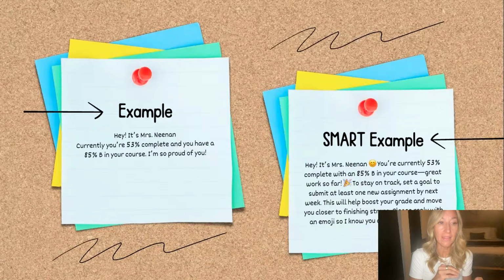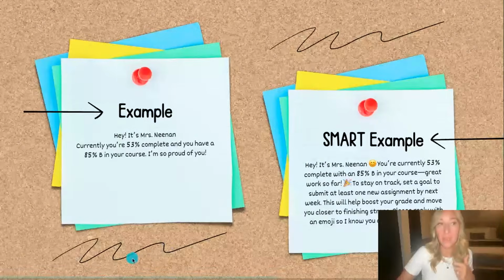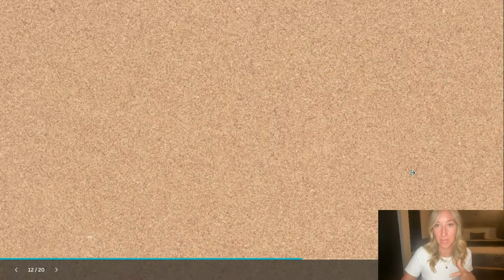So in my opinion, if I was a parent of a student in a virtual class, if I got the first text, I'm not upset, I'm not angry. But if I look at this smart example, this teacher cares about my kid. This teacher cares about my success. They want to see this kid succeed. They're telling them why it's important, what to do, when to do it. It's very clear. So that is a huge, huge jump in the way that you interact with your kids.